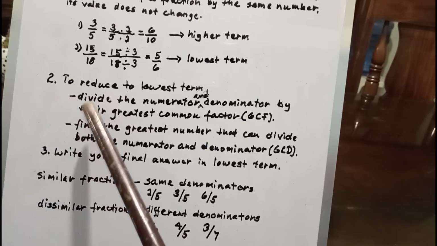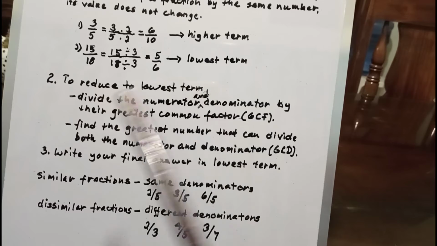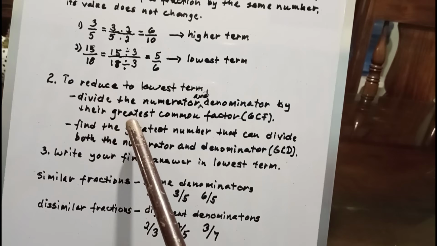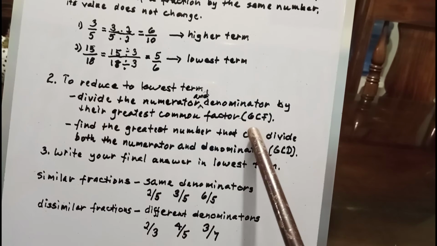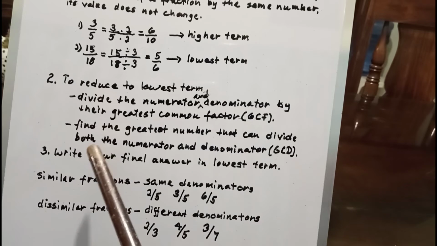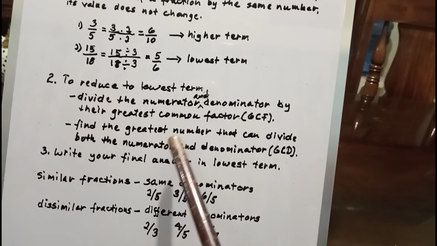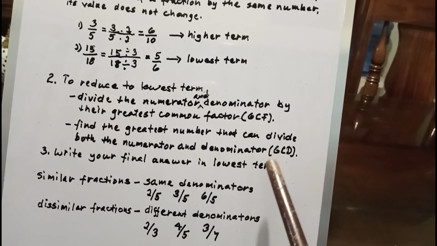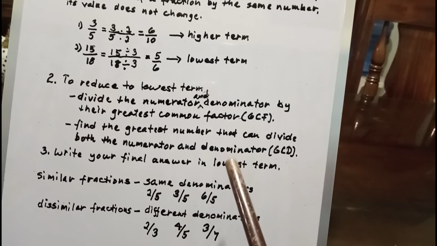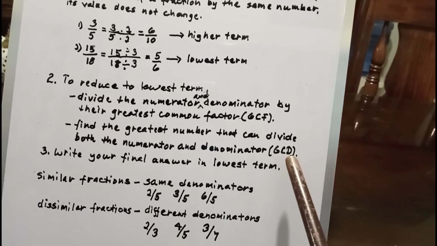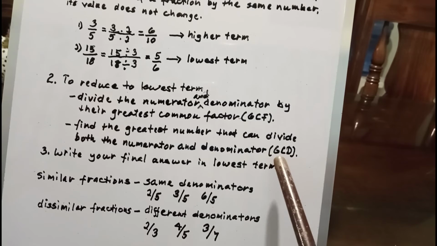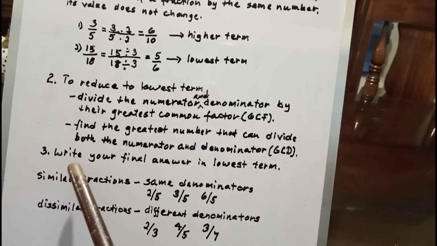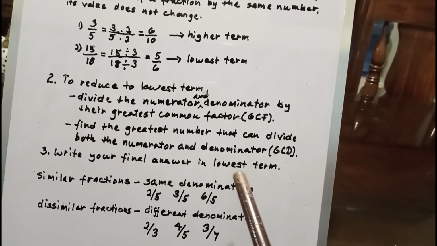Second reminder, to reduce to lowest term, divide the numerator and denominator by their greatest common factor, or the GCF, or find the greatest number that can divide both the numerator and denominator, or you have the GCD, greatest common divisor or greatest common denominator. The third reminder, write your final answer in lowest term.